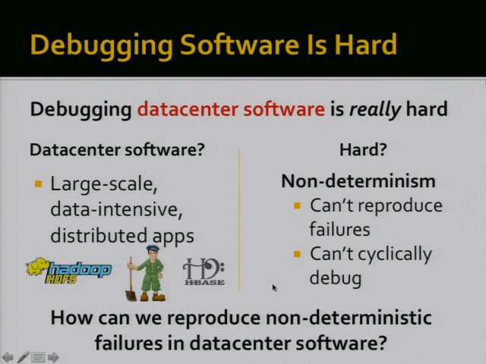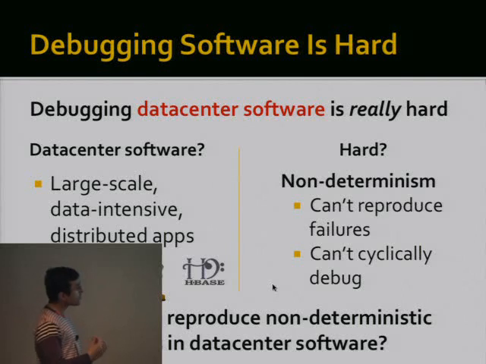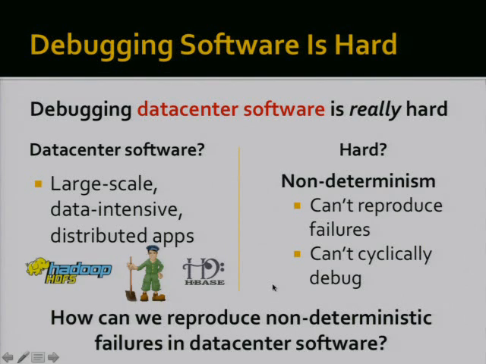Why is it hard to debug these applications? Well, one of the main reasons is non-determinism. You write this application, you deploy it in production, something goes wrong, but then when you try to reproduce the problem in your development environment, you can't. And because you can't reproduce the failure, you can't employ traditional cyclic debugging techniques to repeatedly run the program in order to home in on the root cause of the failure. So in this talk, I want to focus specifically on the problem of reproducing non-deterministic failures in data center software.